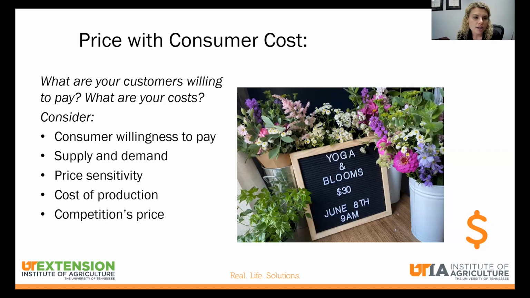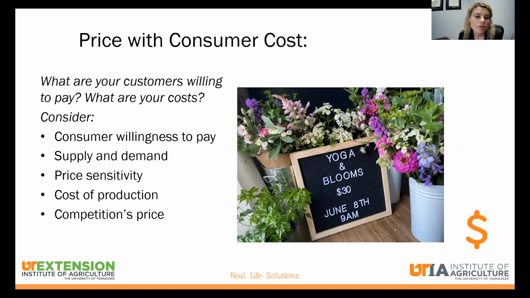Price with consumer cost. What are your customers willing to pay? This is very important, and we want to think about how many different price points they should have available to them. So again, some customers don't really want to make very many decisions. They want most of the bouquets to all look the same, and they want them to cost the same so that they don't have to think about, should I get the cheaper one or should I get the more expensive one? And they just want that one price point.